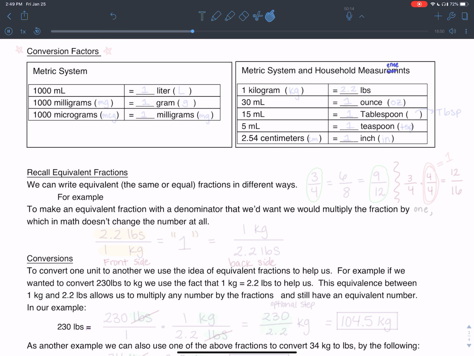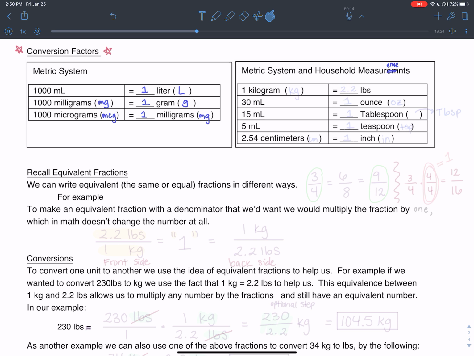For instance, if I wanted to convert from milliliters to liters or liters to milliliters, I need a factor. I need to understand that two things are equal. If I have 1,000 milliliters, that is equal to 1 liter, which is abbreviated with a capital L. Or 1,000 milligrams is equal to 1 gram. Or 1,000 micrograms, mcg, is equal to 1 milligram.